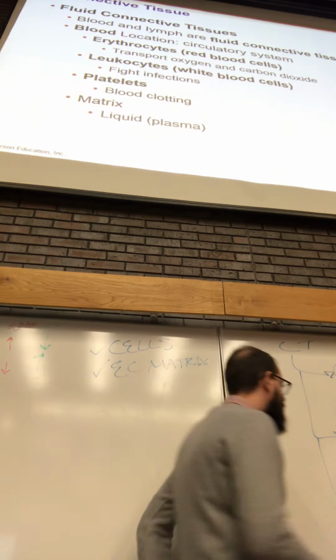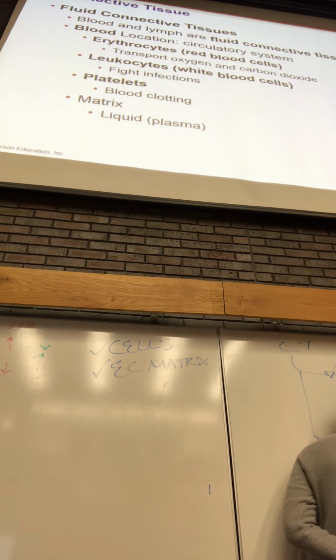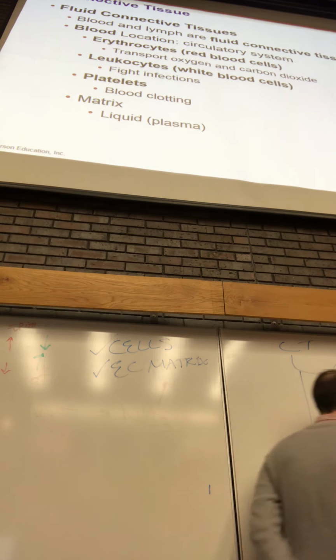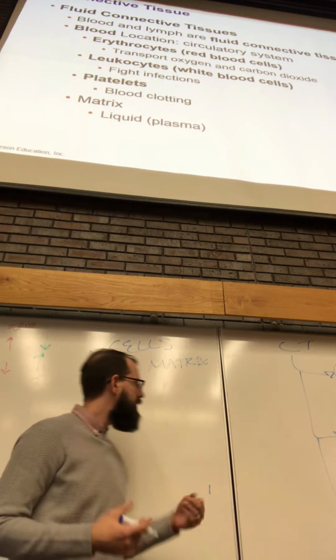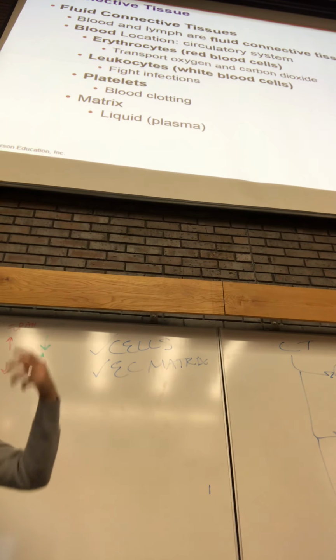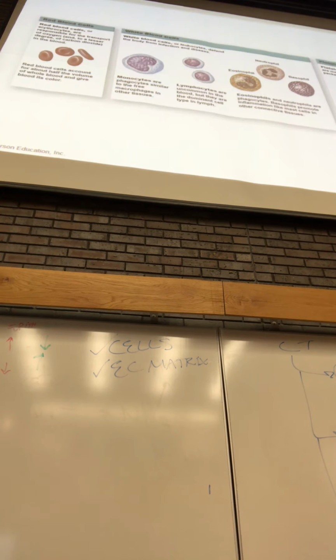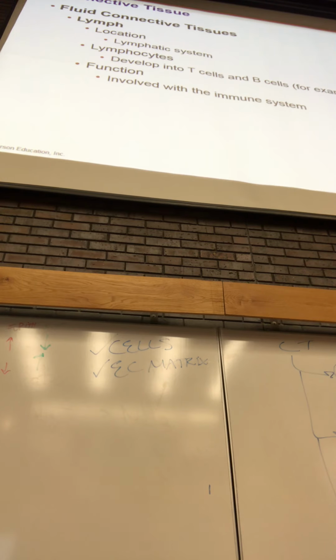We are not going to talk about fluid connective tissue much at all right now. But the two major types are blood and lymph. We'll talk about those in the cardiovascular unit. But just like every other connective tissue, there's cells and there's matrix. Their cells are like the red and white blood cells, and their matrix is like the liquid plasma of the blood. Leave everything else alone for now.